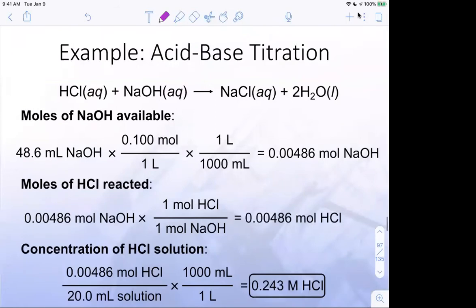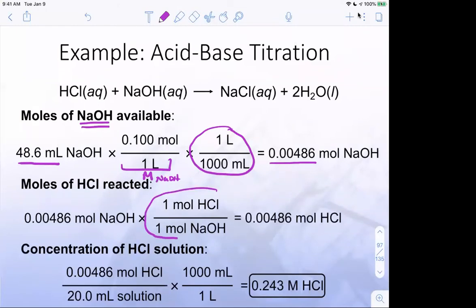So let's do the calculation. If I start with 48.6 milliliters of sodium hydroxide, I do want to convert that to liters so that I'm in moles. This is the molarity of my NaOH solution used as a conversion factor. So if I do this calculation, this is the amount of moles of sodium hydroxide. Well, the stoichiometry for this reaction is 1-to-1.